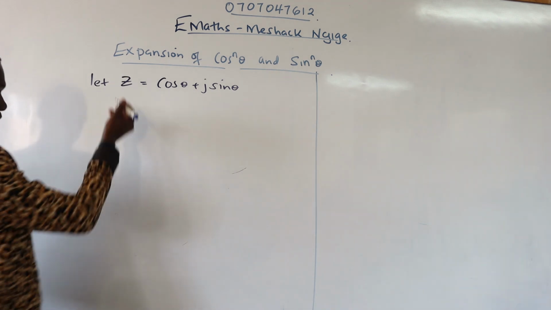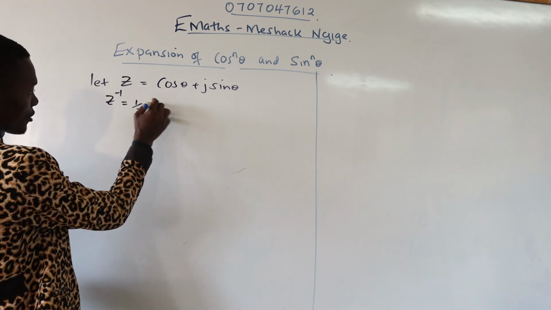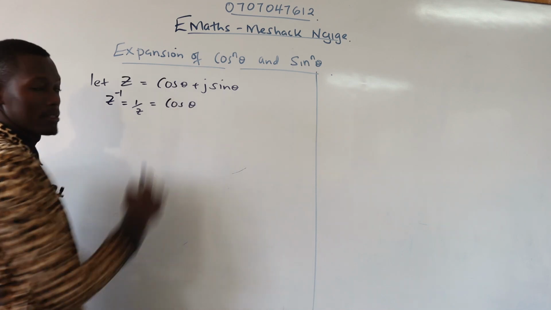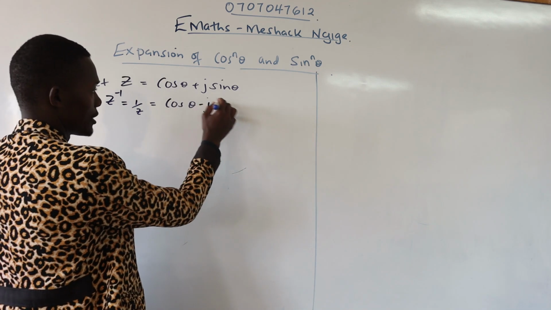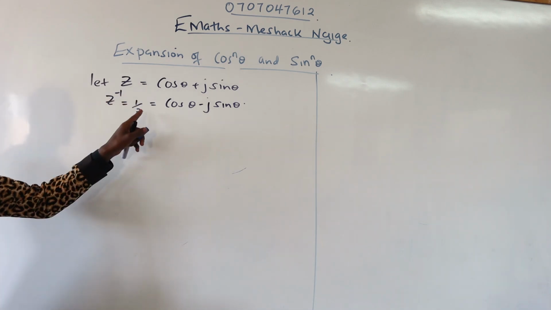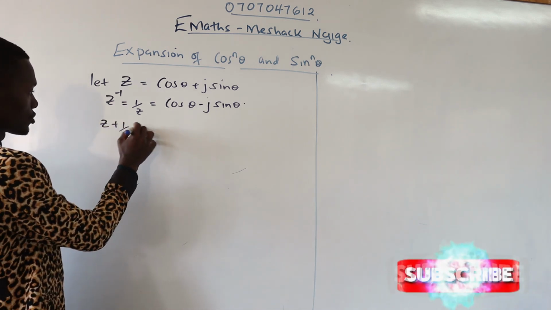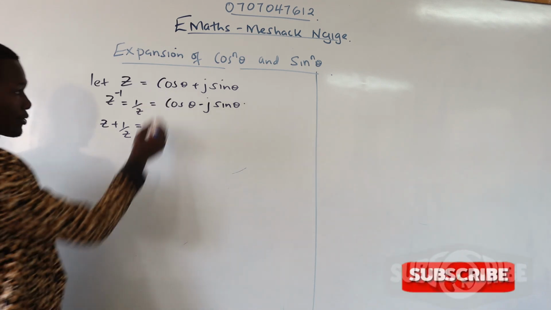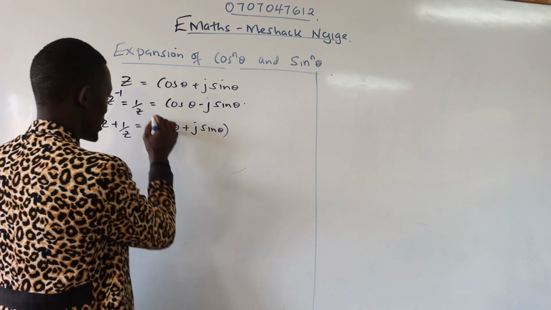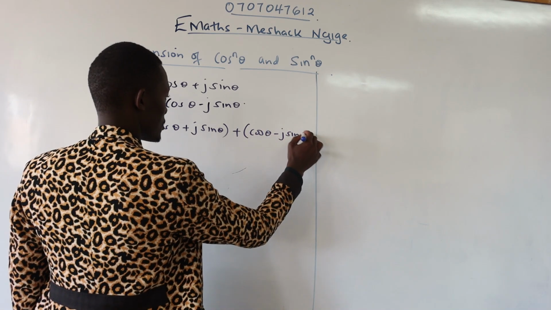All right. Now when we get the conjugate, that is 1 over z, we shall have cos of theta, then the sign changes from positive to negative, then j sine theta. Now I want us to add our z and our 1 over z, so z plus 1 over z. We take the right hand side and add, so we shall have cos of theta plus j sine of theta, then we add cos of theta minus j sine theta.